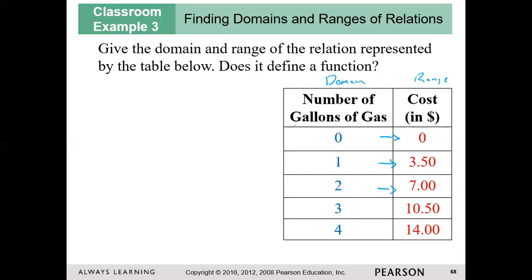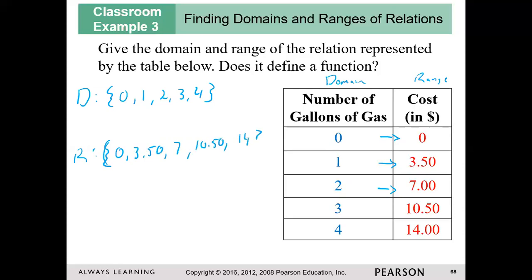And one of the things that you really want to understand is that the domain is the set of the x values. So the domain is actually a set in its own right, which is {0, 1, 2, 3, 4}. And your range is also a set, which is {0, 3.50, 7, 10.50, 14}. So it's also a set as well, okay?